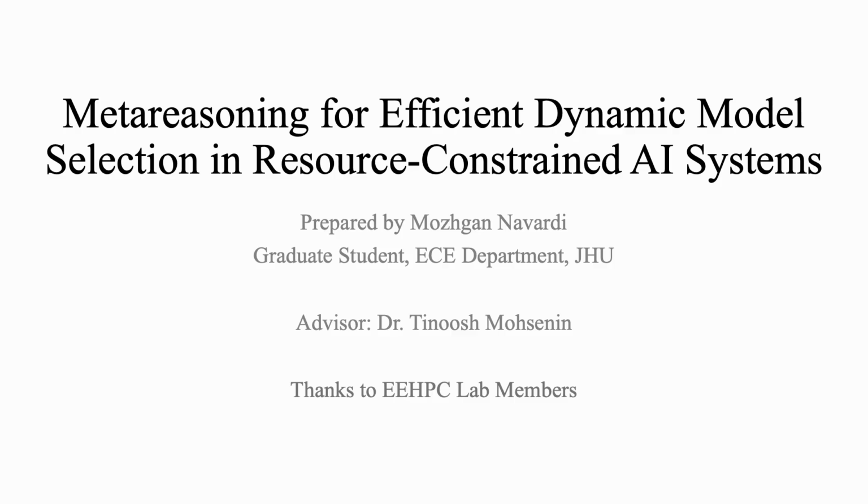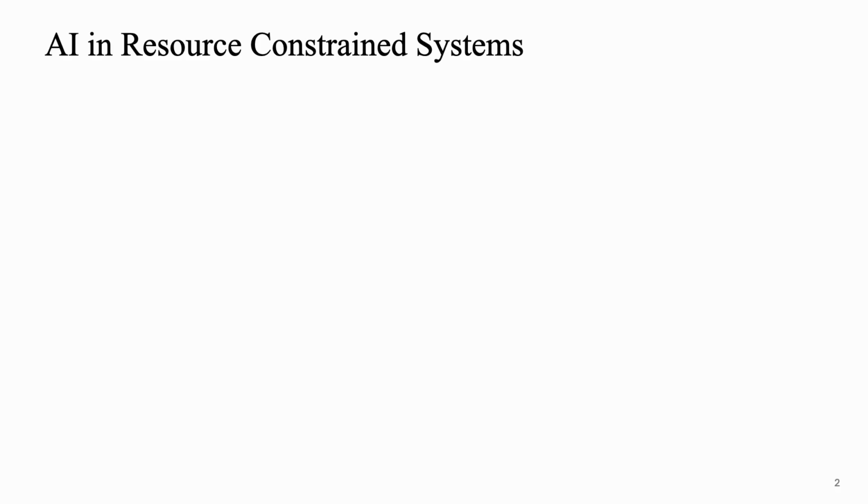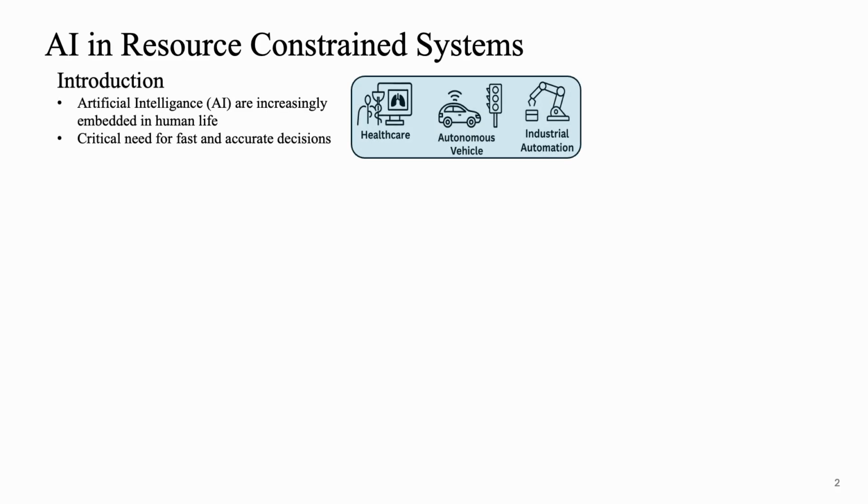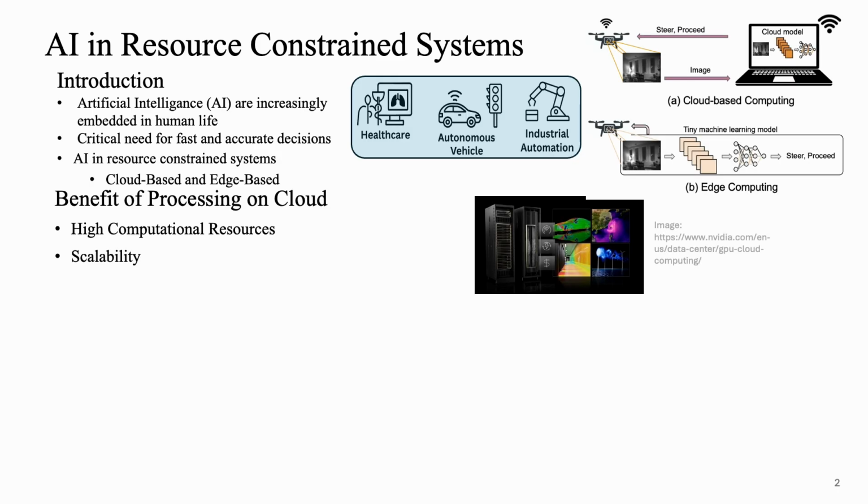I would also like to acknowledge and thank the EHPC lab members for their support and insightful discussions that contributed to this research. Artificial intelligence is increasingly deployed across a wide range of domains, including healthcare, autonomous systems, and industrial automation. In these critical domains, making fast and accurate decisions is essential.